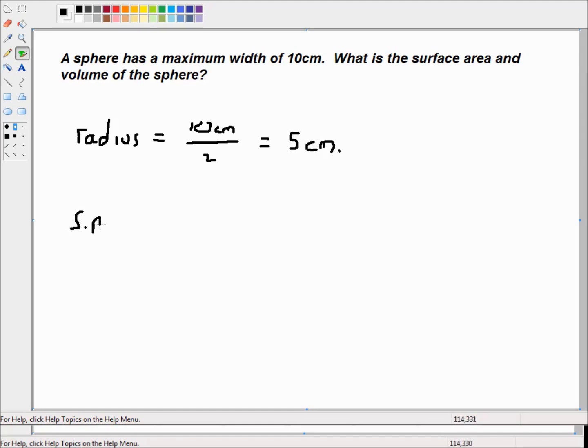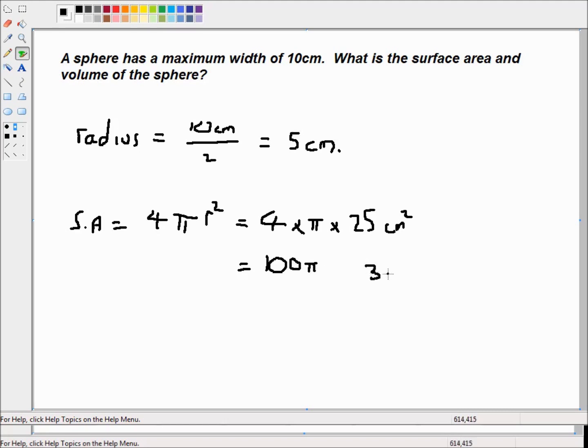Okay, surface area is equal to 4 pi r squared, which is equal to 4 times pi times, well, 5 squared we know is 25 from our times tables, 5 times 5 is 25, and that's centimetres squared. Well, 4 times 25 is 100 because 25% is a quarter, so that's equal to 100 pi. And if you used a calculator, you should get something like 314 centimetres squared. If you'd have said 314.1, that would have been fine too. Or even 314.2.